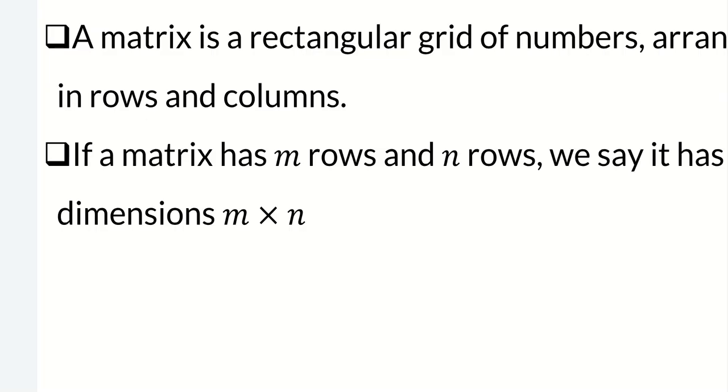When we talk about a matrix, from the definition you gave, we said it's a rectangular grid of numbers arranged in what? Rows and columns. A rectangular grid. All the definitions you gave were fantastic. If a matrix has m rows and n columns, we say what? The dimension is what? m by n.